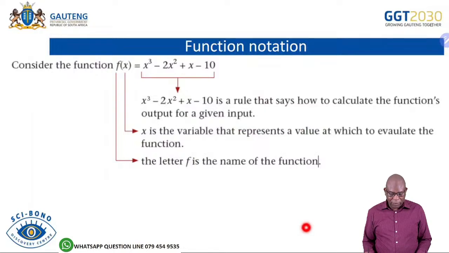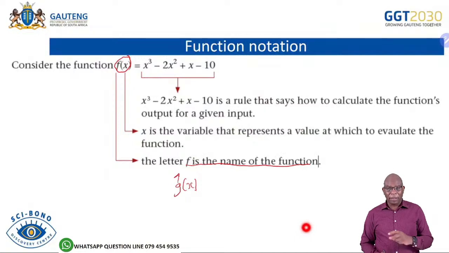Consider this function. See, the notation is very important. The f is the name of the function. In other words, you find that some functions will be the g of x, so the letter g is the name of the function. So I'll say this function here is called the g function. This function here is called an h function. So the f represents the function.